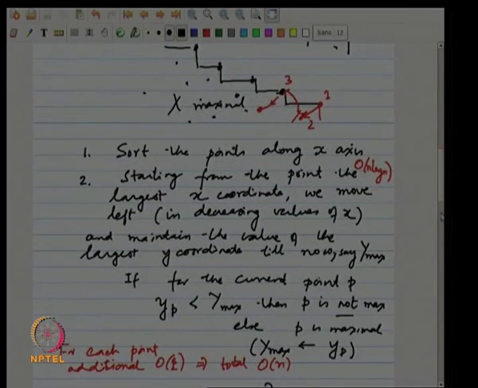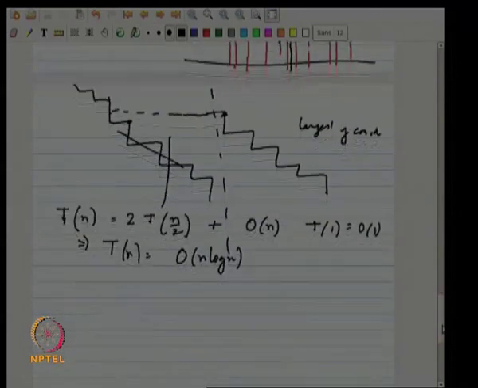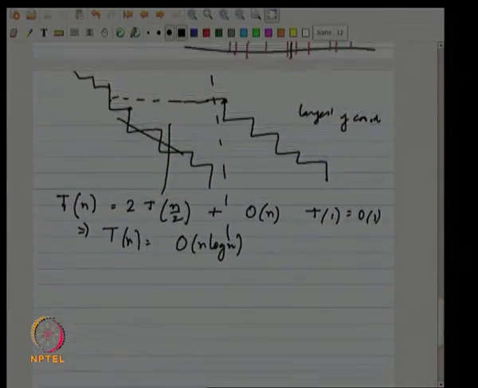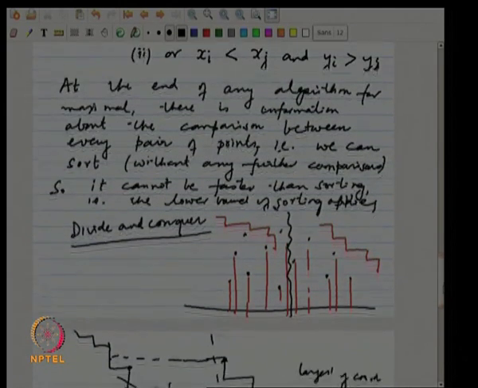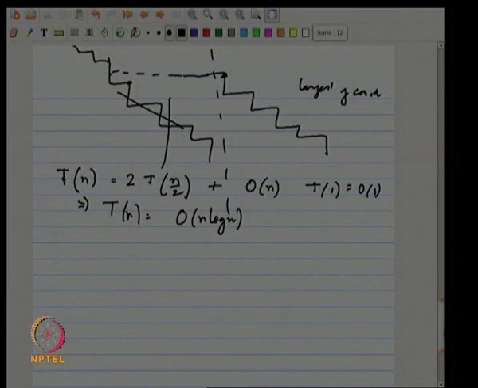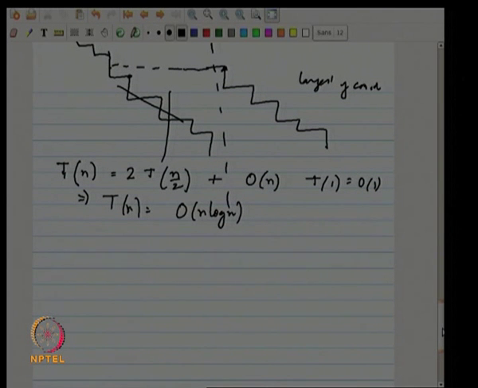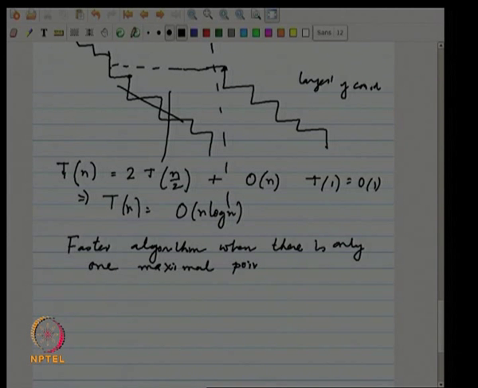Of course, you can say that this is only for this one special case, and it does not hold in the general case. True, but with this observation, does it give us any hope that there is any further scope of improvement, and how? So, what I am saying is that there is a faster algorithm when there is only one maximal point. This is what I just pointed out.